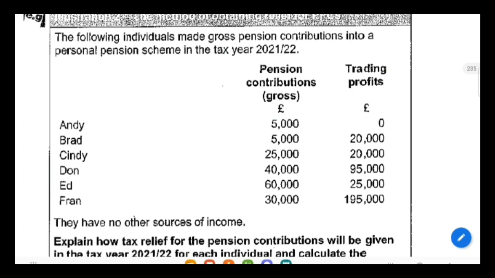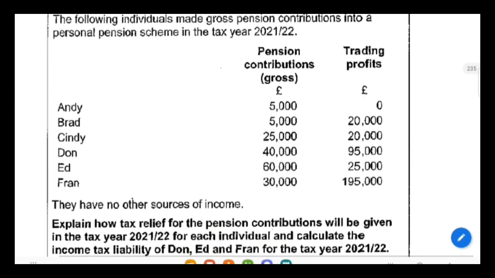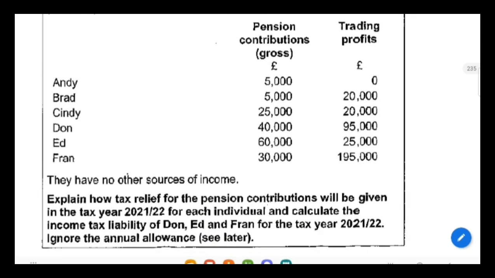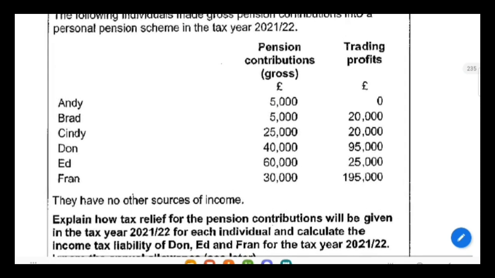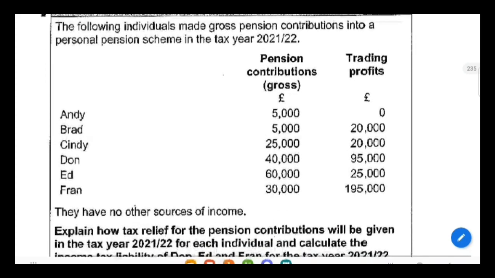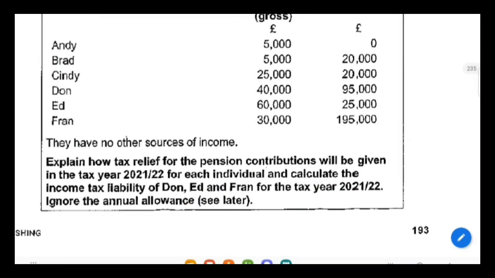So this is an example from Kaplan book. The pension contribution, gross pension contribution and trading profits are given. There are no other income of these persons given to us. They have no other sources of income mentioned in the question. From the first line, the following individuals made gross pension contribution into a personal pension scheme in the tax year 21-22.